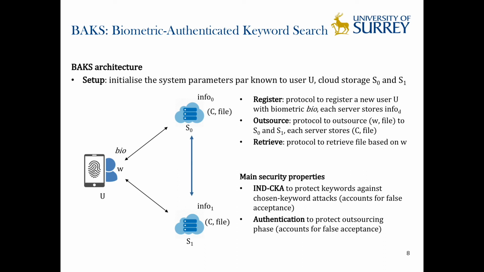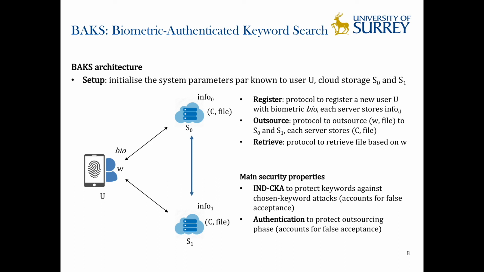We now look at the security properties for BACS. Firstly, we define indistinguishability against chosen keyword attack, or INCKA, which captures a scenario where an adversary is able to distinguish under which keyword a file has been outsourced. In the security game, the adversary chooses two keywords and is challenged to decide which of the two has been used to outsource a file.